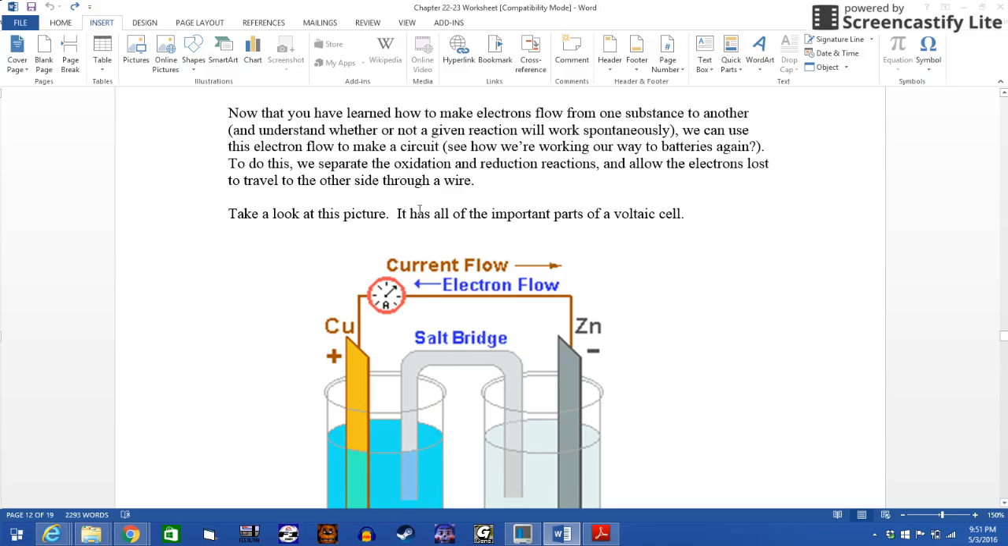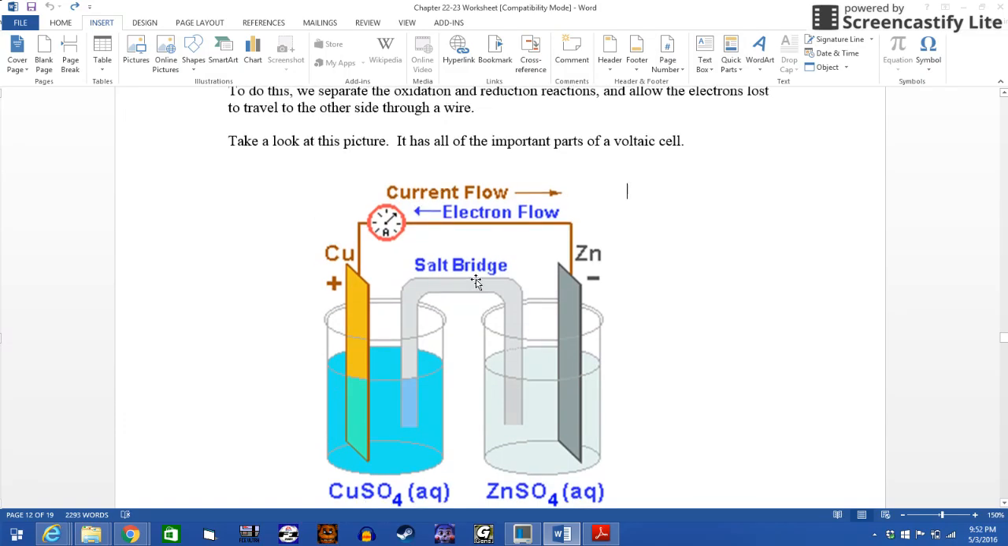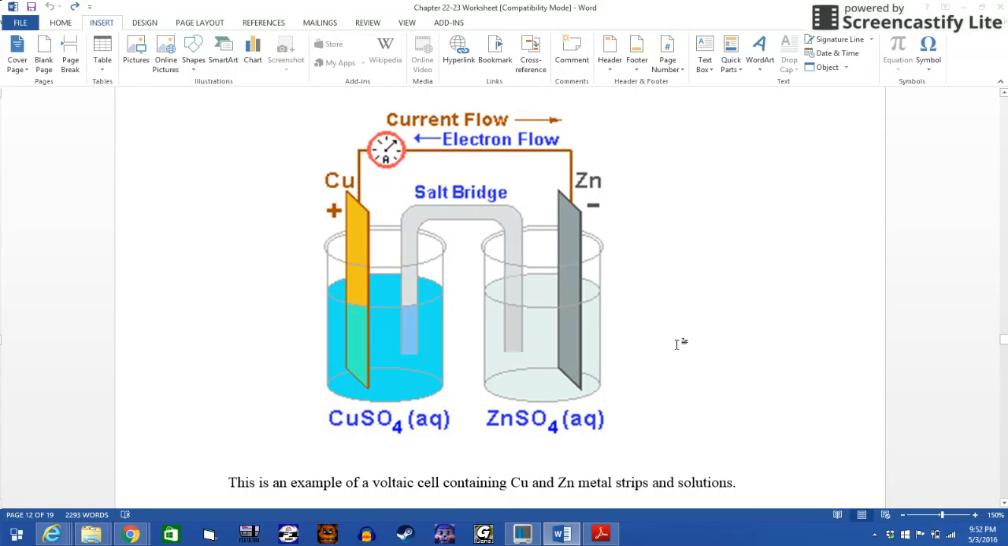So I want you to look at this picture, and it has all the important parts of a voltaic cell. We're going to do some notations. I've learned how to draw a little bit on Microsoft Word, which is a little bit annoying, but frankly, my handwriting is so bad anyway, it really doesn't make a difference. So take a look at this diagram here.